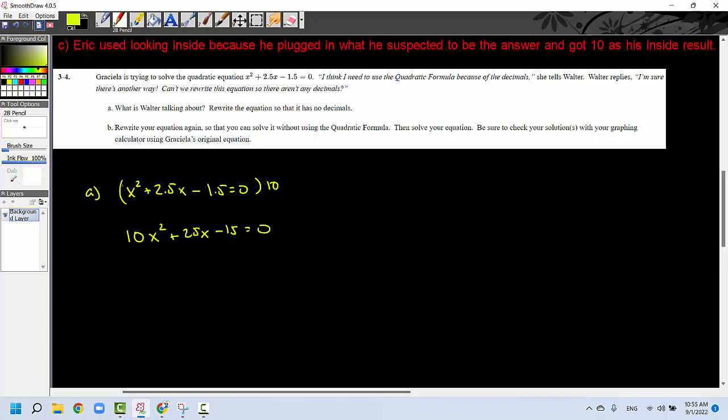Now, it does say rewrite the equation again so that it can be solved without the quadratic formula, because right now these numbers are large, but let's see what we can do to make the numbers a little bit smaller. I see that they can all divide by 5. So if I divide the whole thing by 5, what I get is 2x squared plus 5x minus 3 equals 0. Now they are suggesting that this is solvable without the quadratic formula, which means it is probably factorable.